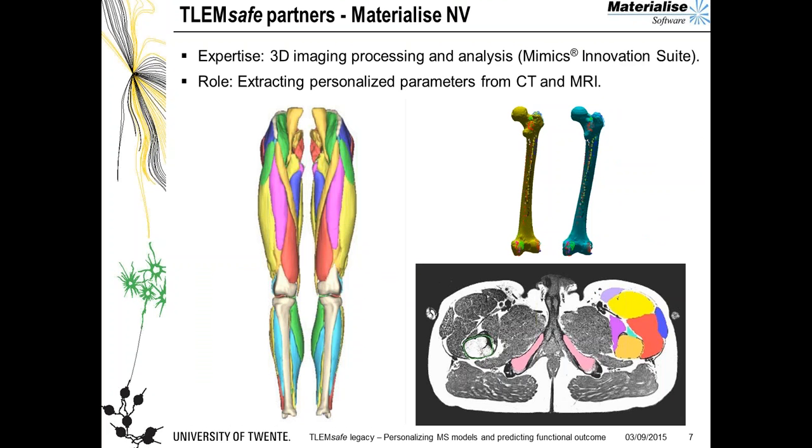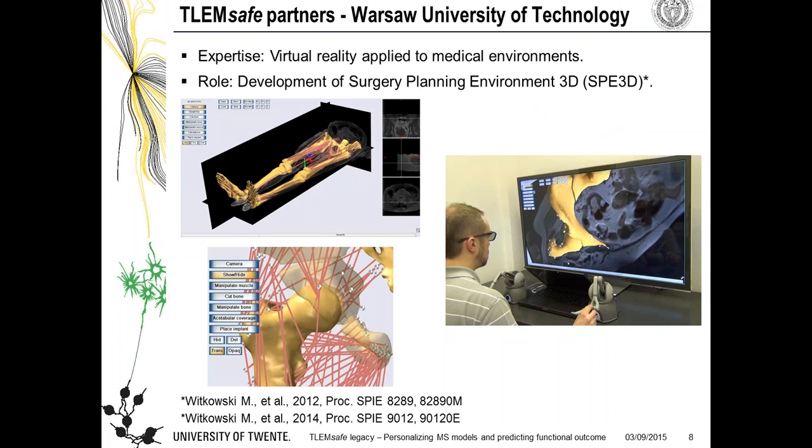Materialise company from Leuven in Belgium was responsible to process and analyze all the medical images using their software Mimics Innovation Suite, and to develop new tools to extract personalized parameters such as segmented bone surfaces, position of muscle attachment sites, and muscle volumes from MRI and CT scans. The role of Warsaw University of Technology was to create a 3-dimensional virtual reality system where surgeons could pre-plan their surgical procedures, such as osteotomy, prosthesis implant, and muscle tendon relocation, on the patient-specific model.